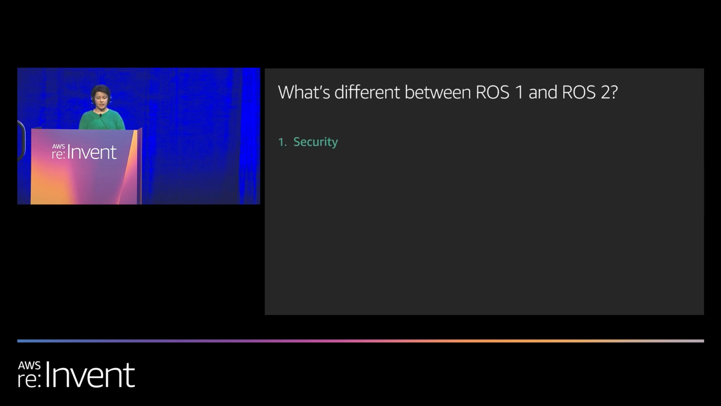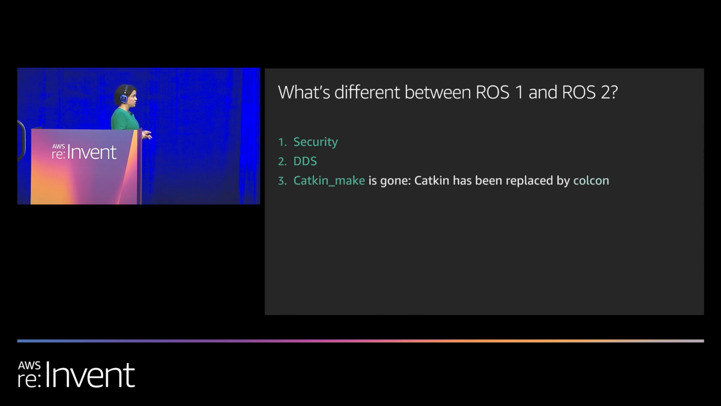I also mentioned that we have a few differences, such as the addition of security for ROS 2, DDS, which I mentioned we were going to get into in a moment, and Catkin Make is gone. It is now replaced by the Colcon build system.